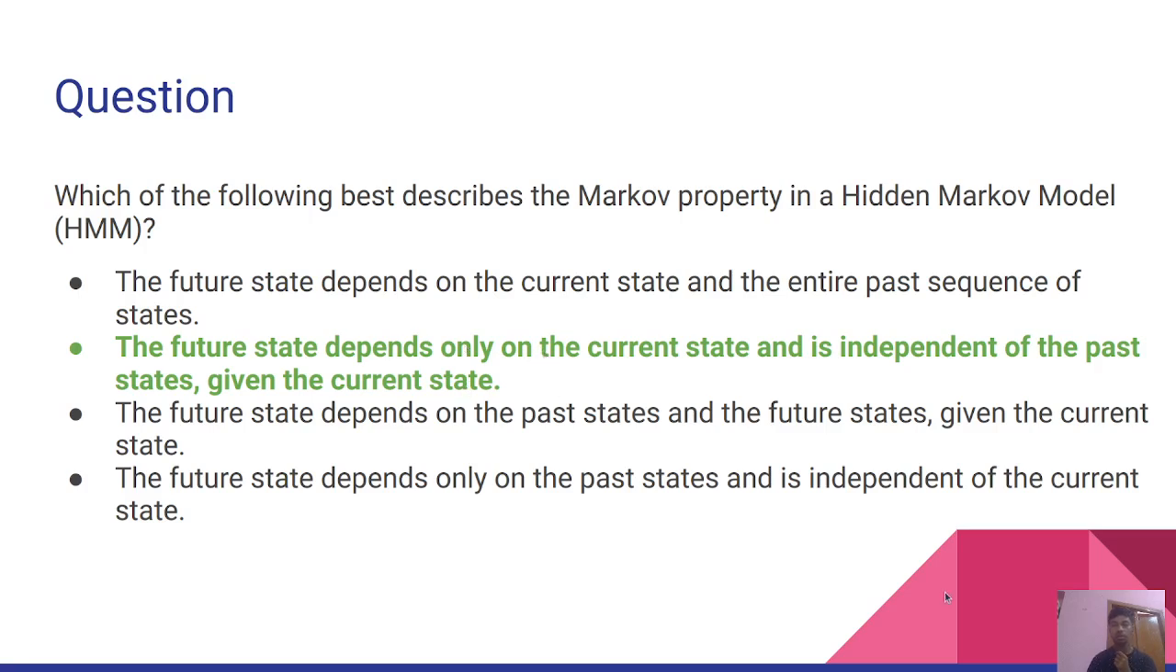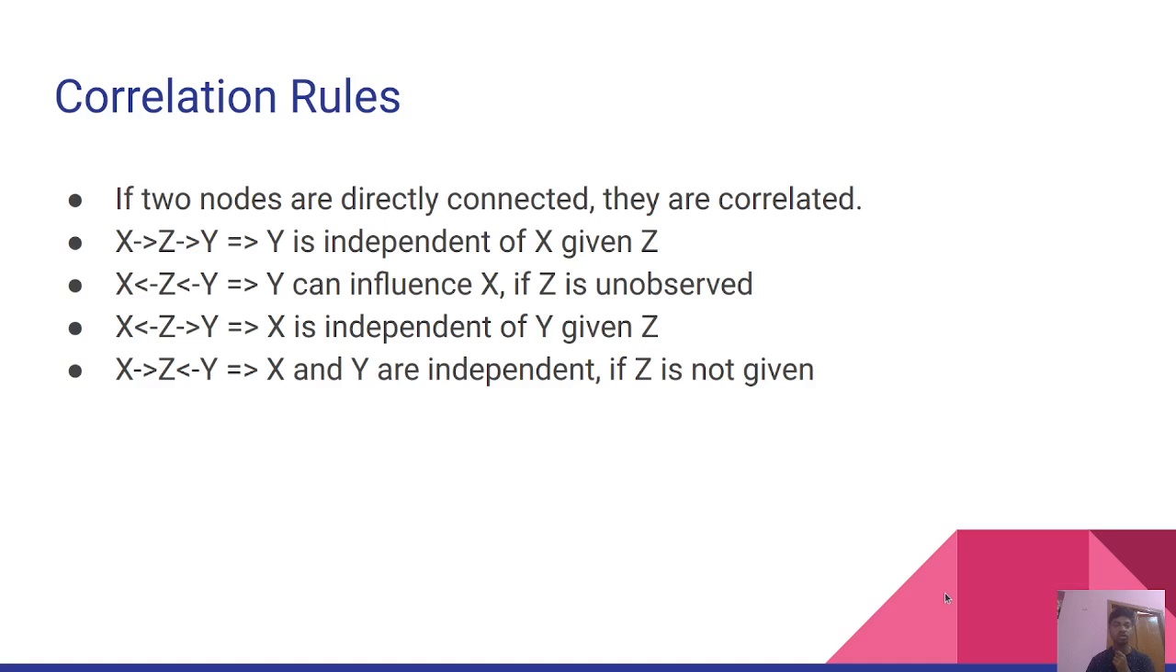Answer B. Then we'll discuss whether nodes are correlated in graphs. So let's read about some rules. At first, if two nodes are connected, like if there is one node here and another node here and they are directly connected, then they are not independent, they are correlated with each other no matter what other node is given. If they are directly connected, then they are not independent. So this is one rule.